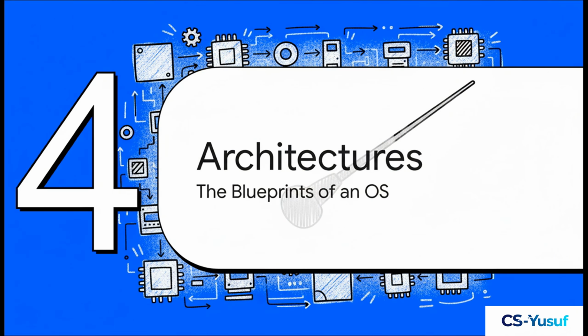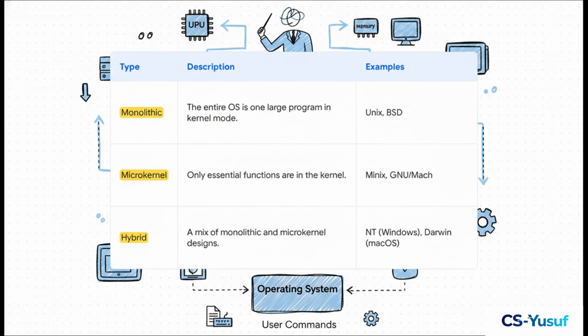Okay, so just like there are different ways to design a house, there are different ways to build an operating system. So for Section 4, let's look at the different architectures, or the basic blueprints of an OS. There are really three main approaches. You've got the monolithic kernel. Think of this as one giant single program where everything is interconnected. It's really fast, but if one small part has a bug, it can bring the whole system crashing down.